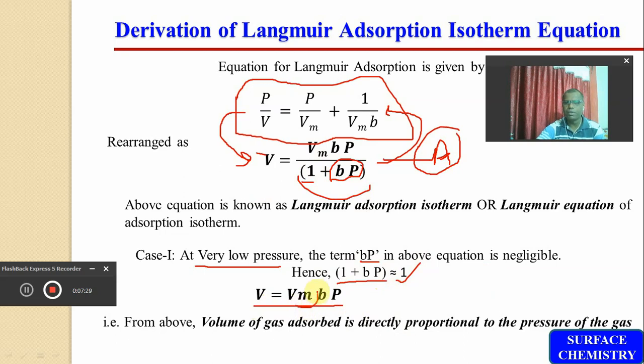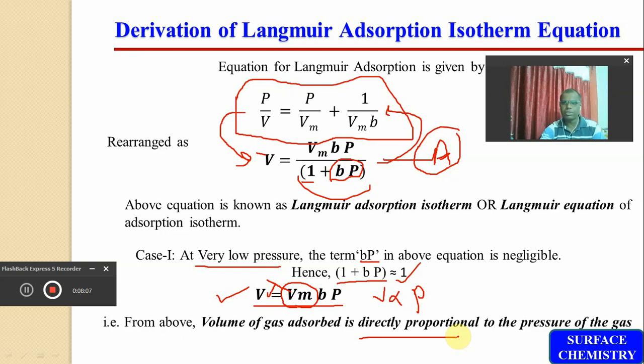Here Vm is the volume required for the formation of a single layer on the surface of the adsorbent, so it has a constant value. This B is already constant. It means that V is directly proportional to what? V is directly proportional to the pressure, and from this first case we can conclude that the volume of gas adsorbed is directly proportional to the pressure of the gas. Here at low pressure, we got the relation that volume of gas adsorbed is directly proportional to pressure of the gas.